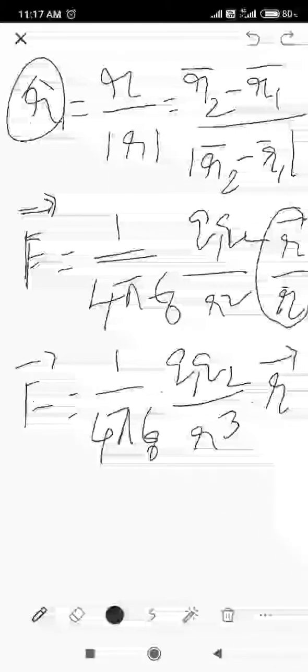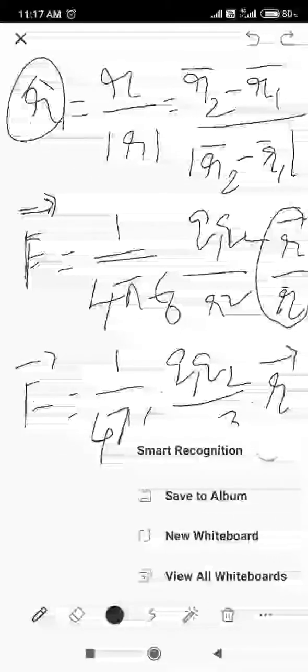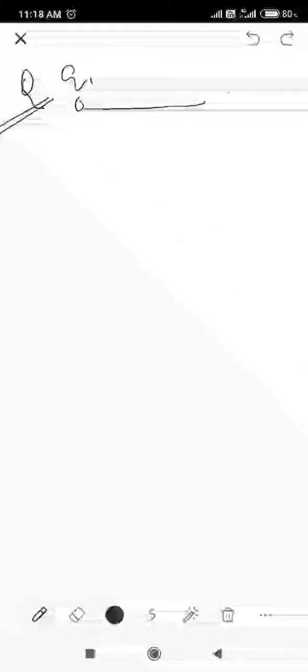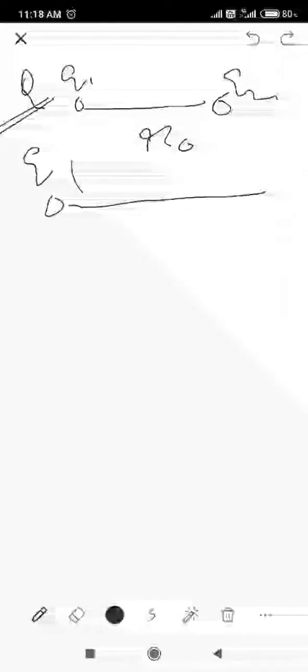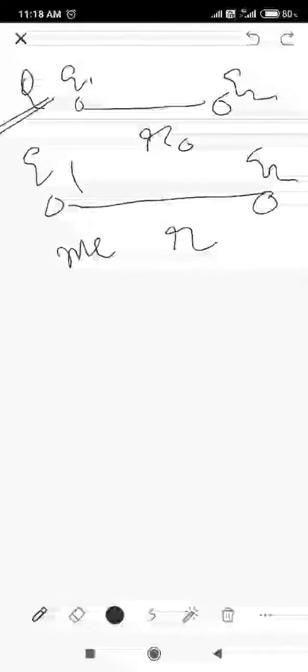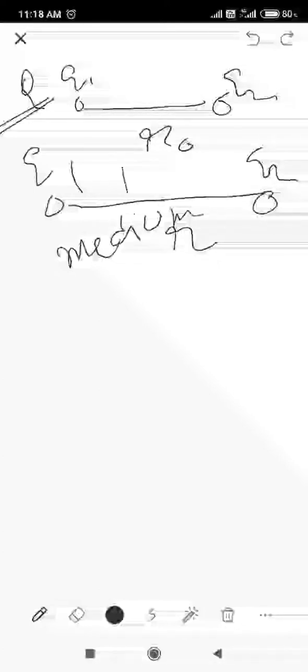From this basic information, let us solve some questions, and see how they are asked in examinations. See, first question: suppose two charges are given, q1 and q2, and are placed in air medium with separation r0, and the same two charges q1 and q2 are placed in a medium having dielectric constant K with separation R.